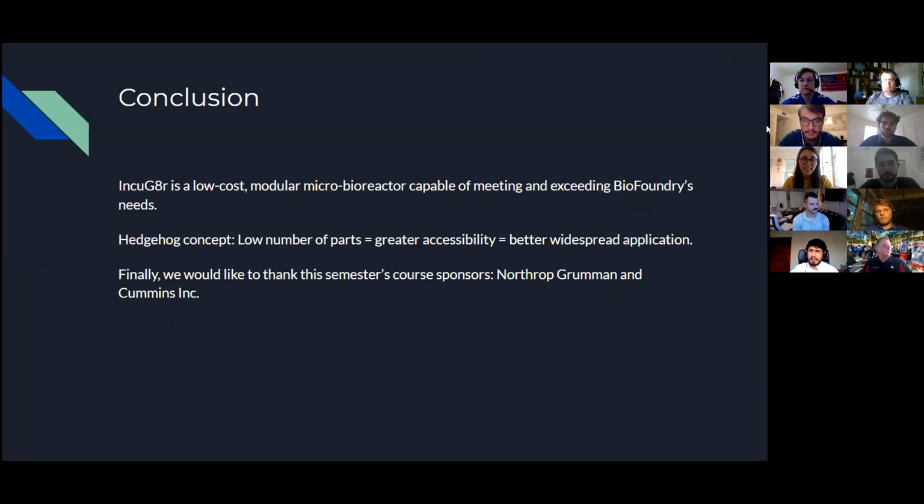Next slide. To reiterate what we've said here today, we've created a relatively inexpensive modular bioreactor. Our design successfully meets the customer needs as well as our own team's goals, specifically simplicity of design. We'd like to thank this semester's sponsors from Northrop Grumman and Cummins, especially the representatives that could be here today. And we'd love to take any questions that you have from here on. Thank you for coming to our presentation.